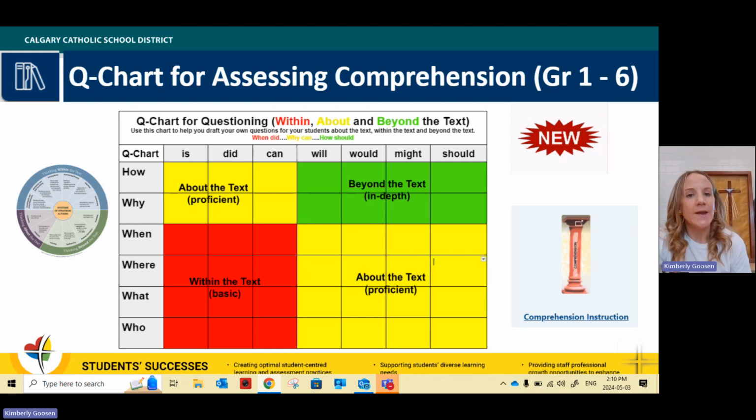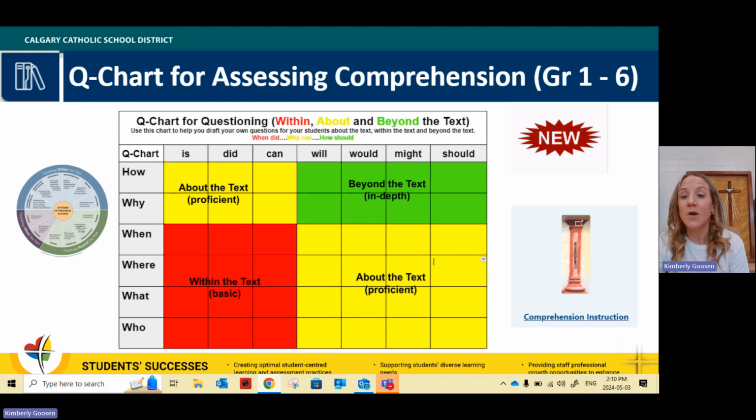The other thing that was created was the cue chart. I did this last year with the story stroll during our set presentations, but just wanted to remind you that it is there and is a great way to have tiered questions with our students and really see what comprehension our students are at. Are they at that basic level where they're within the text, where you see that red piece? Are they proficient? So that would be that yellow piece. So that's really about the text. Are they able to answer beyond the text questions? And they really are showing you that in-depth comprehension understanding.